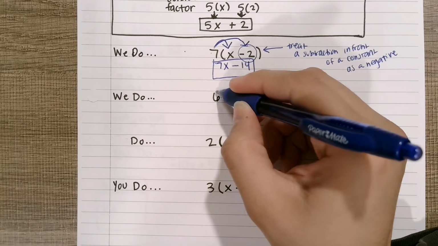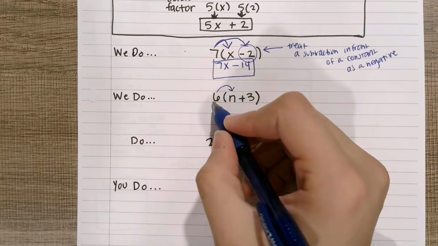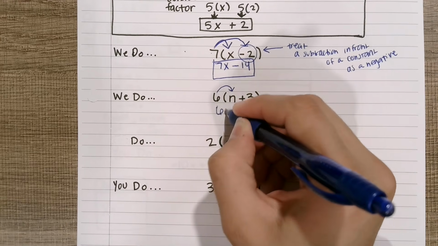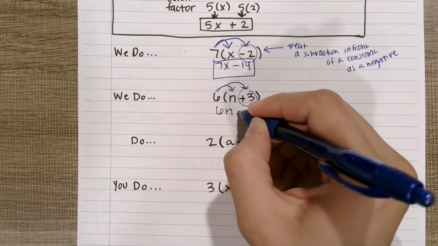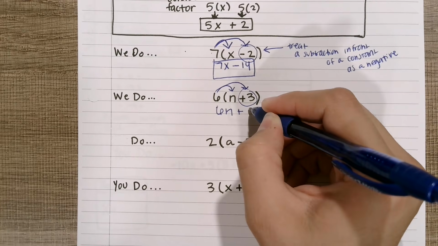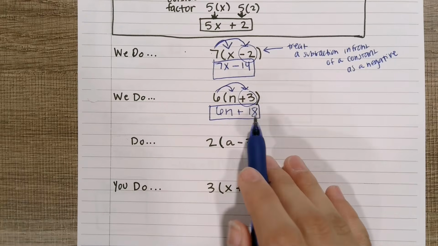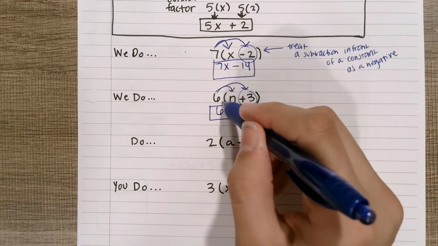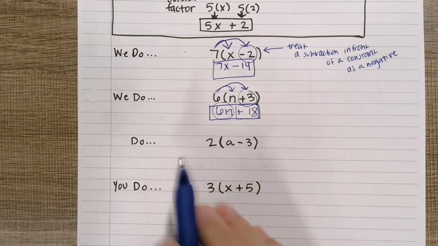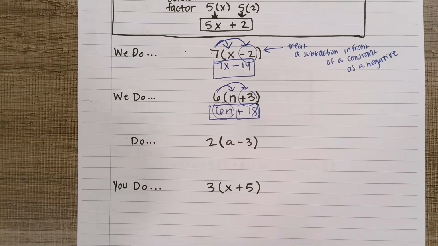One more we do. Take my outside factor, multiply it by everything inside. 6 times n is 6n. 6 times positive 3 is positive 18. So 6n plus 18 is our most simplified answer. And we stop there because we know this is a coefficient, this is a constant, can't combine like terms anymore. This is the most simplified version of this.